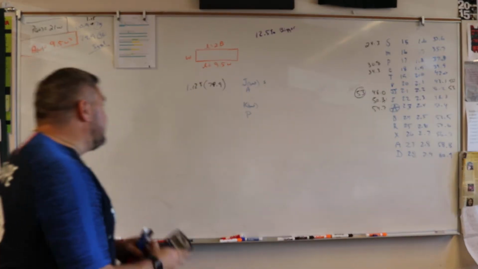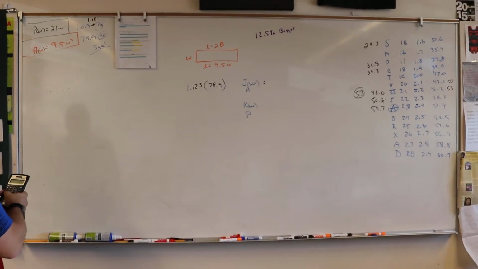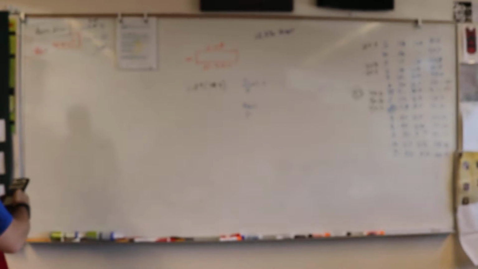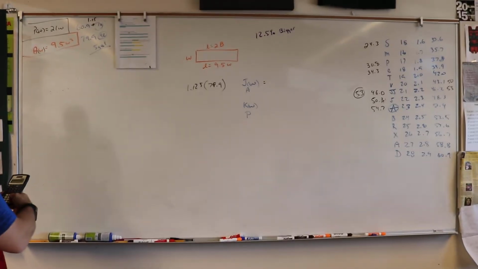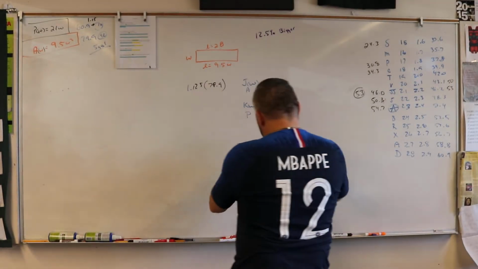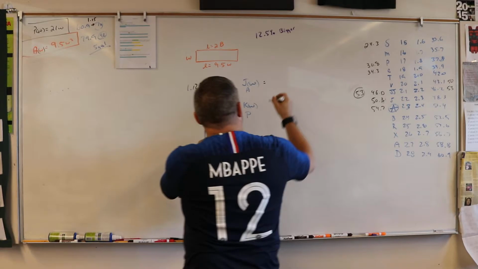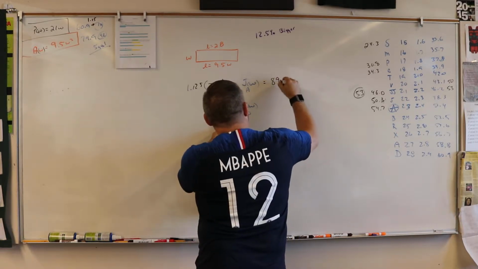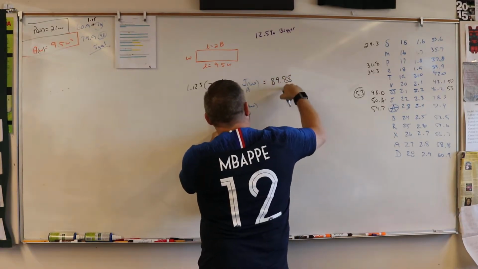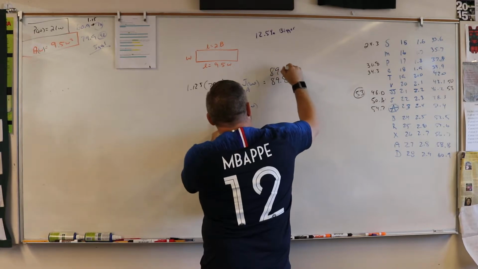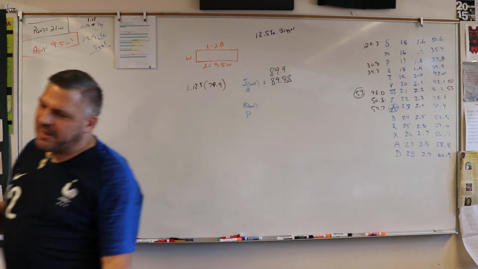So I'm going to take my 79.9 and multiply by 1.125, and that's going to make a big difference. It's going to make it 89.8, which is going to be 89.9. Does that make sense?